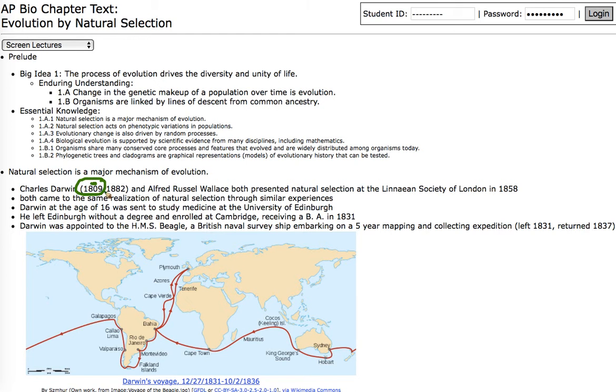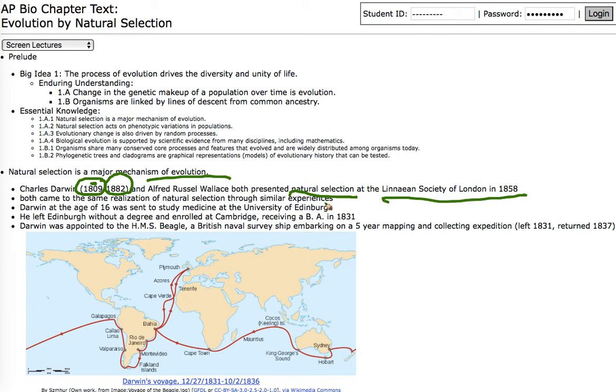So Charles Darwin was born in 1809 in England. He lived until 1882. He published his book, his controversial and incredible book, in 1859. It turns out that both Charles Darwin and Alfred Russel Wallace proposed the same basic theory of natural selection at the Linnean Society of London in 1858.